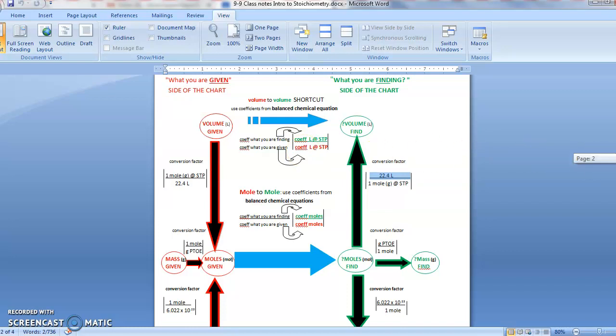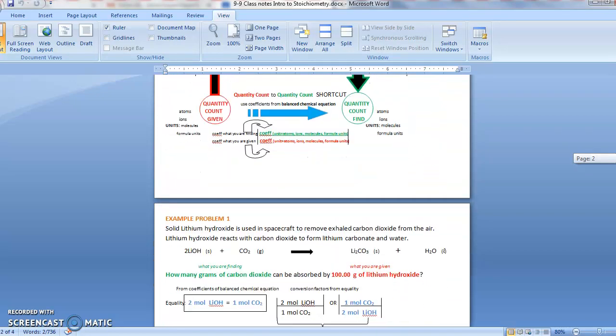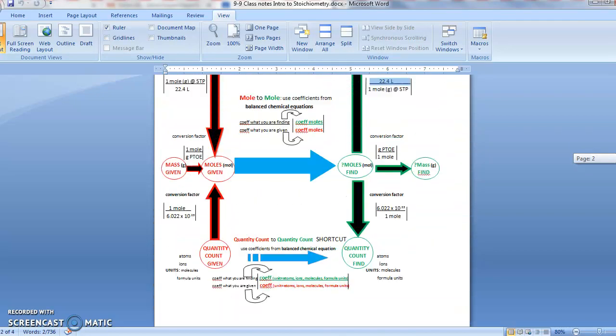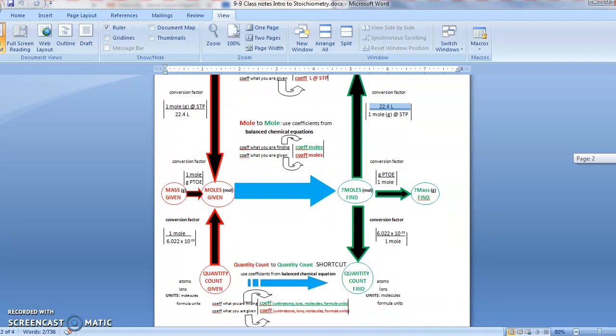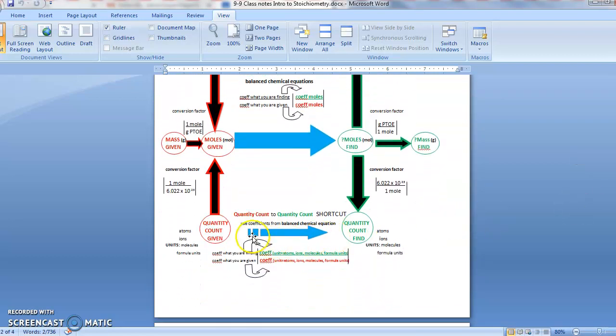We will be doing example problems, so if you're like, I sure would like to be seeing example problems, we're going to be doing example problems. Right now, we're just talking about how this chart works out. The same conversion happens if they were trying to convert a quantity count to quantity count. There is a shortcut here as well.